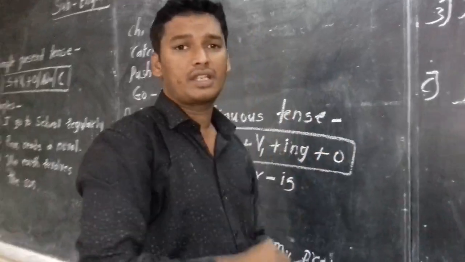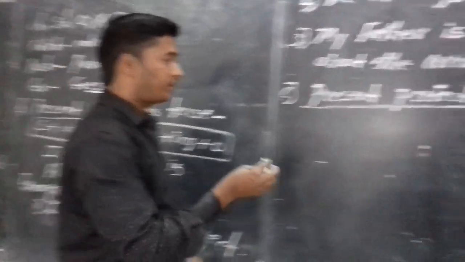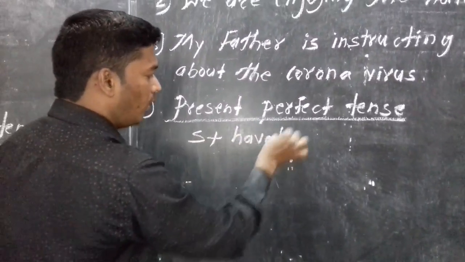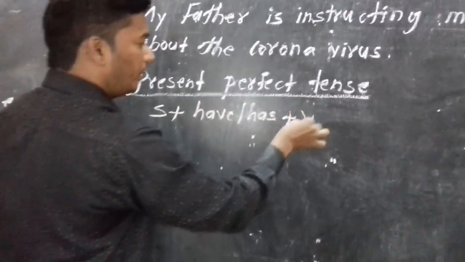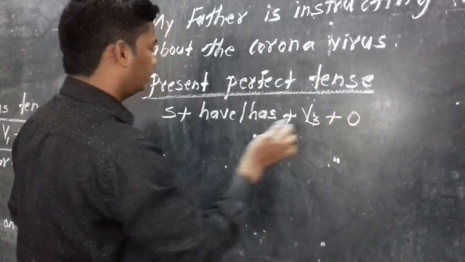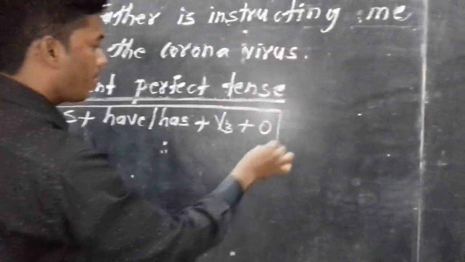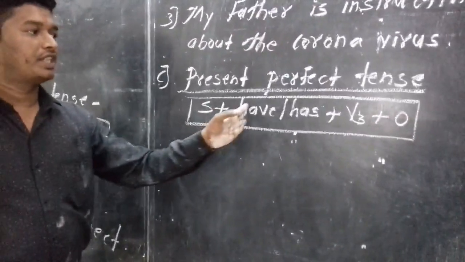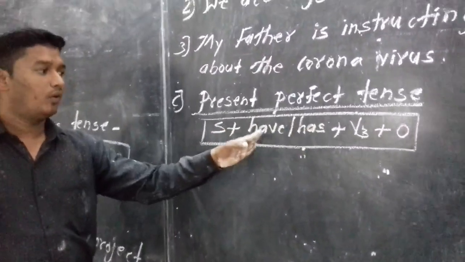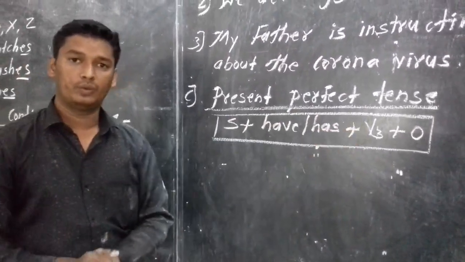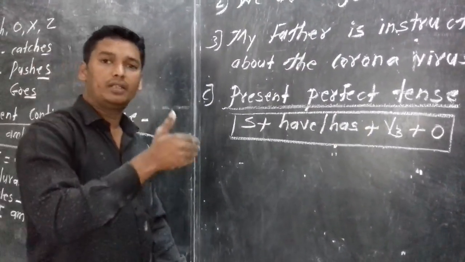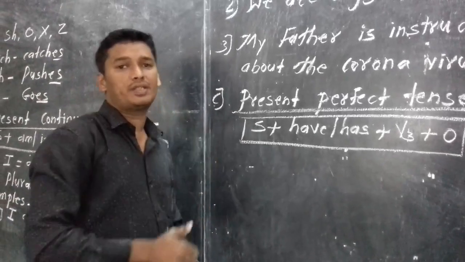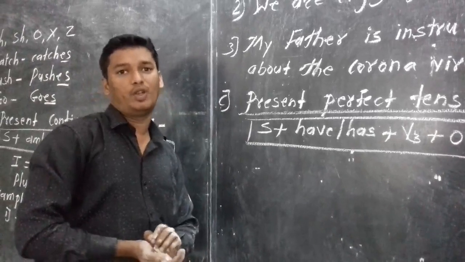Now what is the structure of present perfect tense? Look. Subject plus have or has plus V3 plus object. It is the structure of present perfect tense. V3 means the past participle of the verb. You should know that in each perfect tense we use the past participle of the verb.